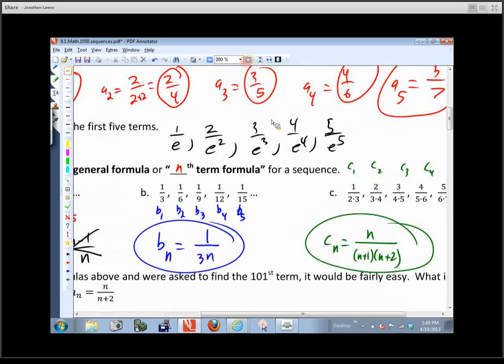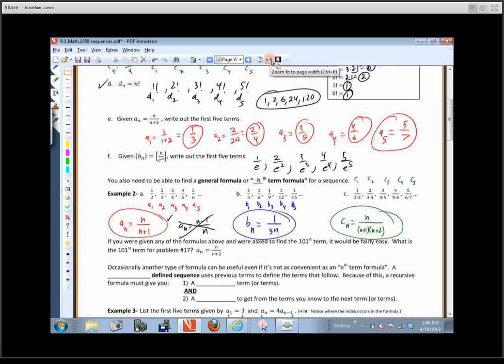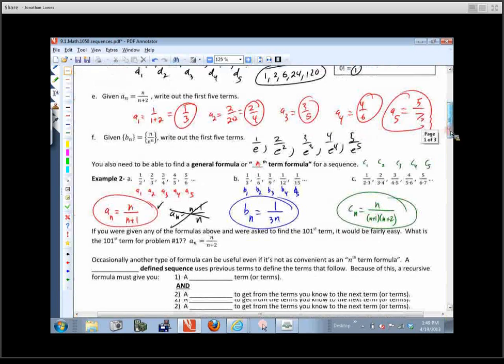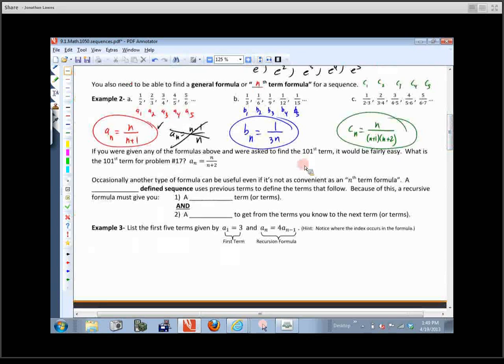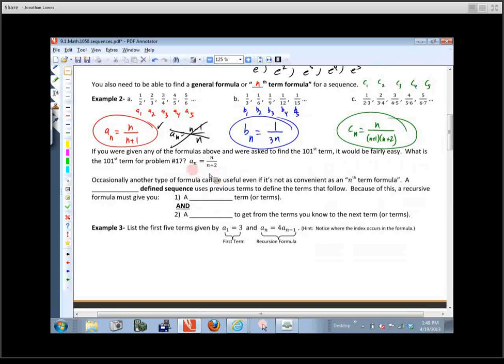Okay, whoops. So let's look at the next part then. It says if you were given any of the formulas above and were asked to find the 102nd term, it would be pretty easy. So even with something like this, what's the 102nd term of this one? 101st. 101 over 103, right? Okay, so pretty darn easy.